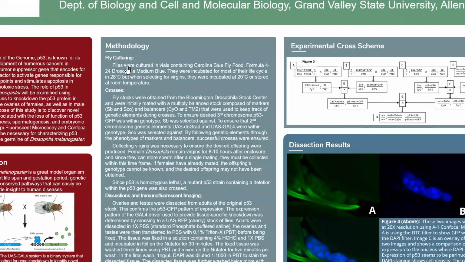So onto my methods. Flies were cultured in vials containing Carolina blue fly food, and they were incubated for most of their lives at 28 degrees Celsius. At warmer temperatures, their life cycle is sped up, and we're able to get our desired offspring faster. But when selecting for virgins, they were incubated at 20 degrees Celsius so that it could slow down their life cycle, and virgins would not mate with males. I'll talk about why that's important a little bit later.